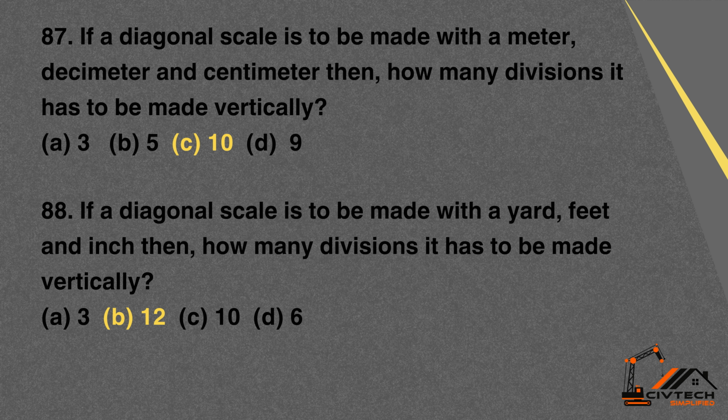10. 88. If a diagonal scale is to be made with a yard, feet, and inch, then how many divisions have to be made vertically? A. 3. B. 12. C. 10. D. 6. Correct option B.